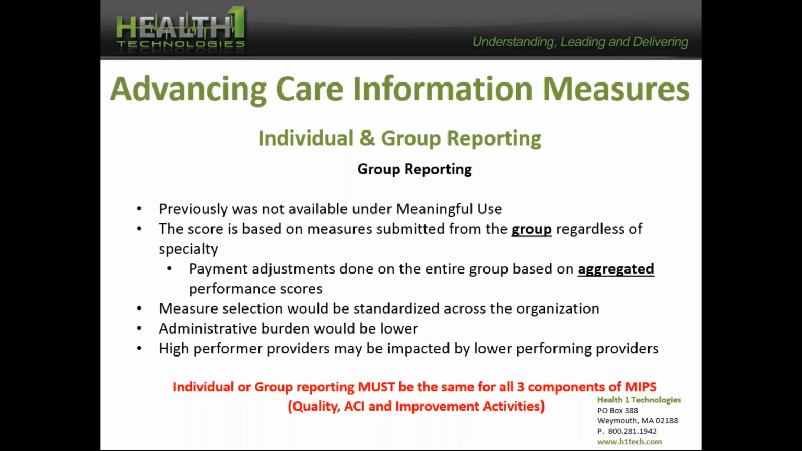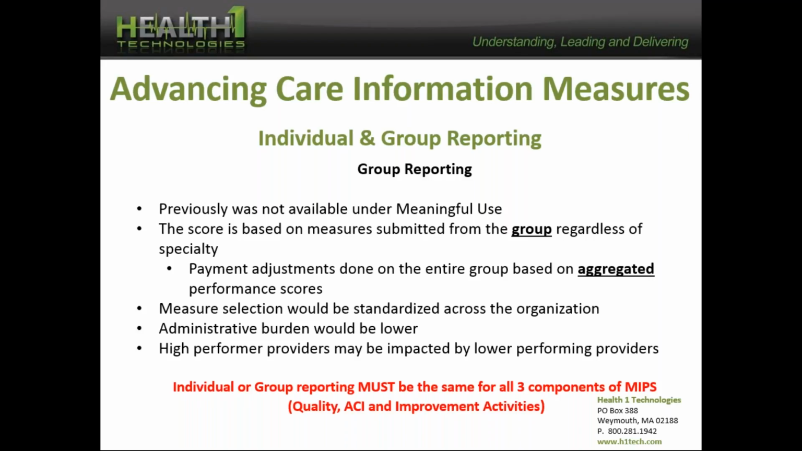What happens is they take the scores across the organization and they're aggregated. So your numerators and denominators basically are just put together, and an average is taken, and that's what you're going to attest to. So whatever you submit is the group's ACI score. That's how that's going to work, versus the individual's ACI score.